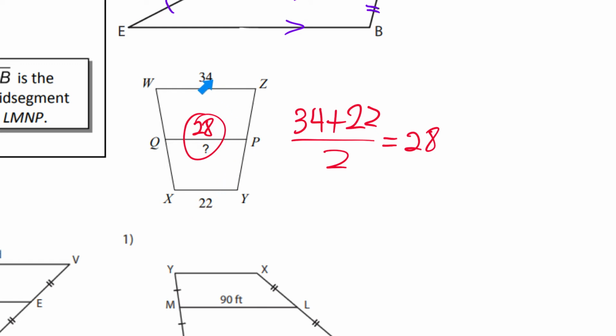Think about it like this. How far is it from 22 to 34? It's 12. What's half of 12? 6. If you do 22 plus 6, that gets you to 28. And if you do 34 minus 6, that gets you to 28. So 28 is 6 units away from there, and it's 6 units away from there.